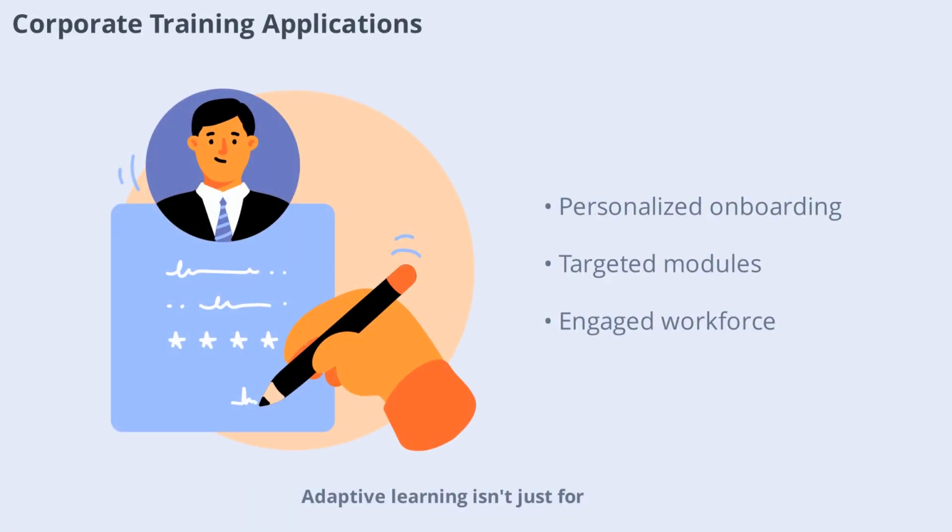Adaptive learning isn't just for schools, it's also transforming corporate training. Businesses use adaptive platforms to deliver personalized onboarding, compliance training, and professional development. These systems identify knowledge gaps and recommend targeted modules, ensuring that employees acquire the skills they need efficiently. Adaptive learning helps organizations stay competitive by keeping their workforce up to date and engaged.